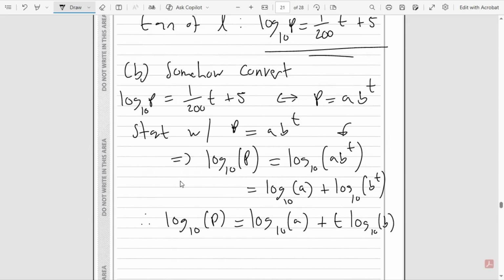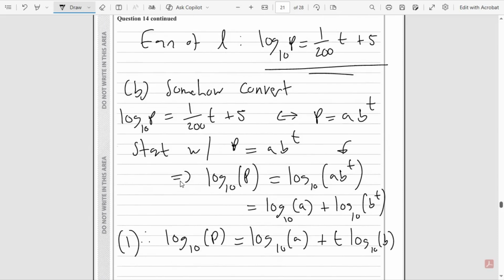Perfect. So if we compare this equation that we've created here, let's call this equation 1. If we compare equation 1 to the equation of line L up here, obviously on the left-hand sides, we've got log base 10 p. That's fine. So we got that there. Then we've got a 1 over 200 t. The t is there. So that means that therefore log base 10 of b has to be 1 over 200, because this line is the same as line L. The line L has to match this equation 1 that we've created. So the coefficient of t, 1 over 200, is equal to log base 10 of b. And the y-intercept is clearly 5. So therefore this constant must be 5.